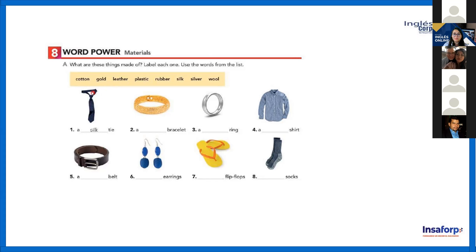Yes. Okay, so then we have gold. Gold is so precious, right? That gold, yes, we can say that it is for the ring, right?